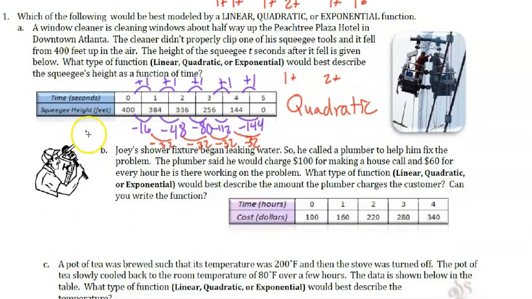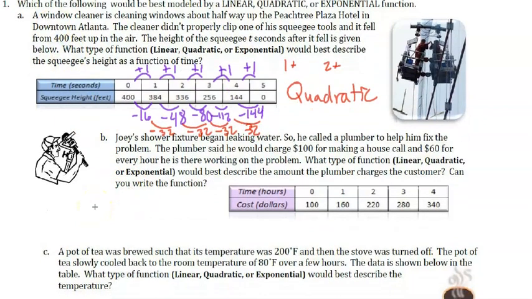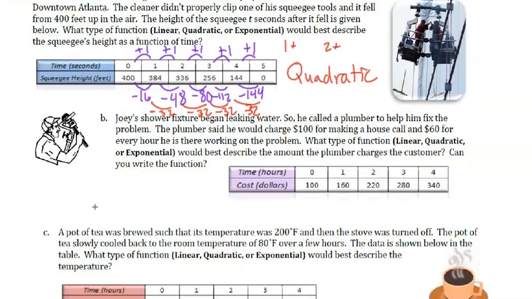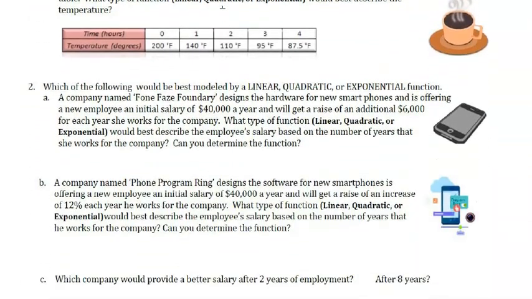Alright, go ahead and try B and C on your own. See what kind of functions those would be. Make sure to show your work by showing if it has a common sum or a common difference or a common second difference. And let's look at number 2.